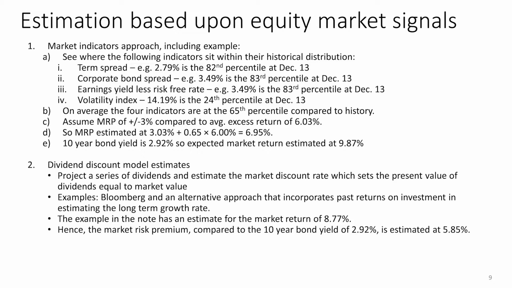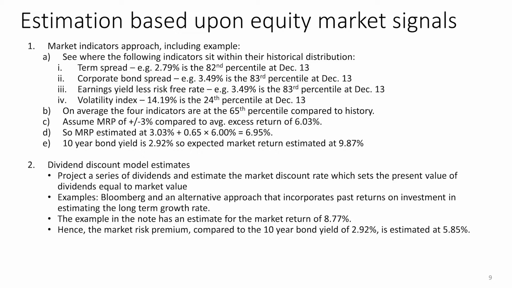Secondly, the corporate bond spread, the difference between corporate bond yields and government bond yields. The higher the corporate bond spread, the higher the market risk premium. Third, the earnings yield minus the risk-free rate. The earnings yield is the inverse of the price-earnings ratio, and if the data is available, should be based upon forecast earnings relative to price. And finally, number 4, we have the implied volatility of the market. That is the volatility implied by prices of stocks, call options, and put options.